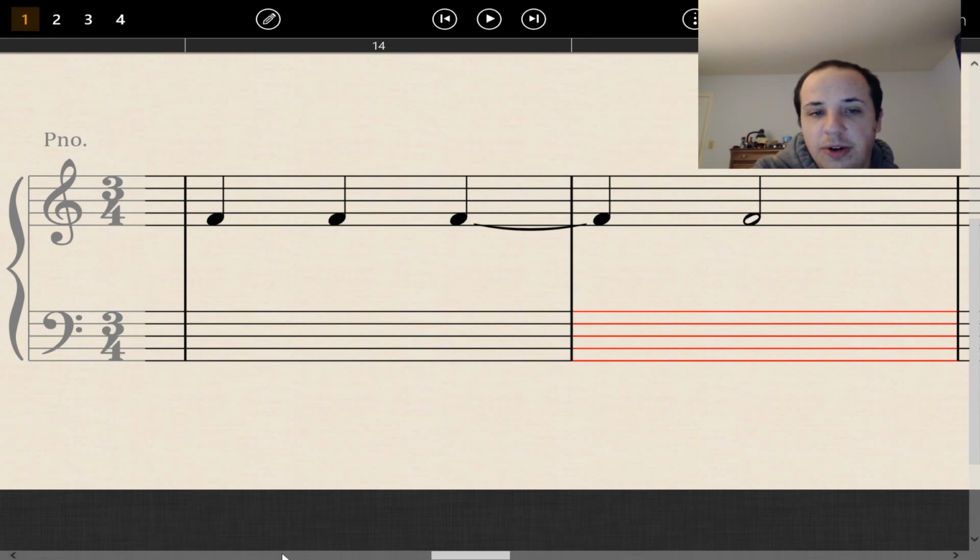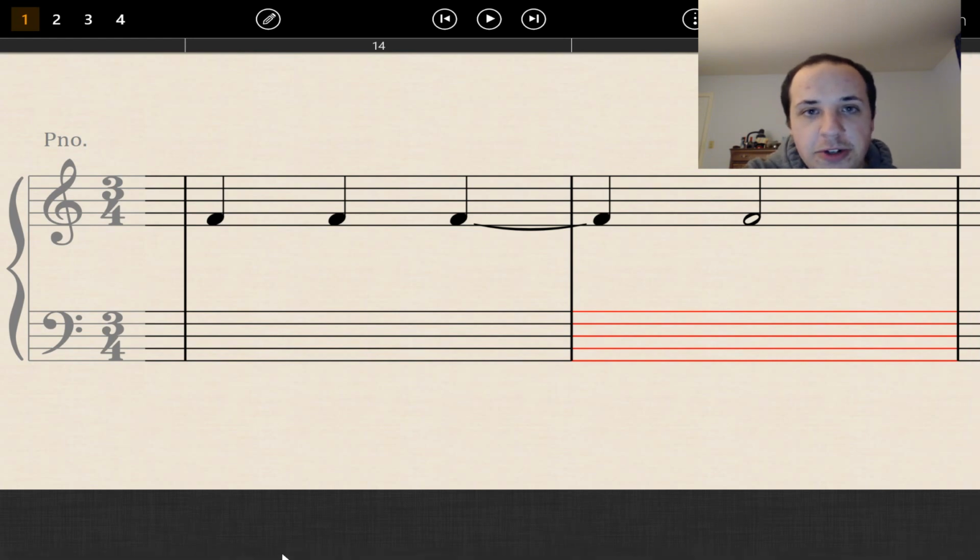Okay, here we go. What did I do? Well, we have 2 measures now, right? We have one measure with 3 quarter notes, and then the other one with a quarter note and a half note. So do I have the correct amount of beats for each of those measures? I'll let you think about it just for a second. Well, let's chart it out.